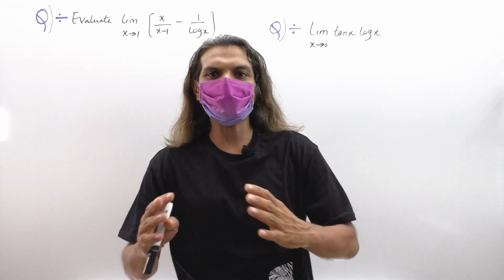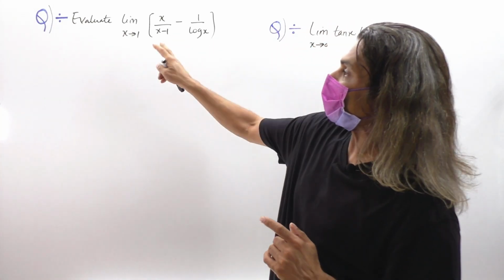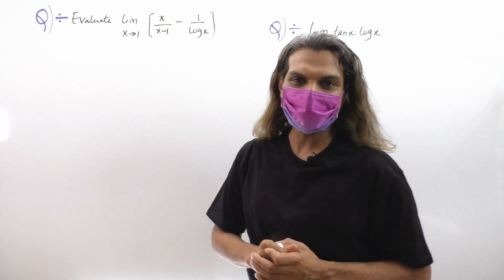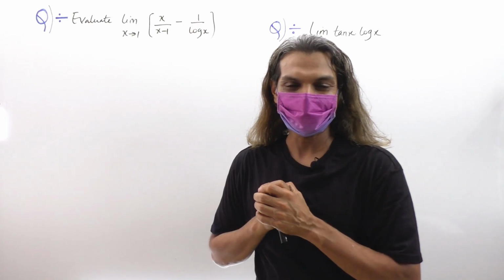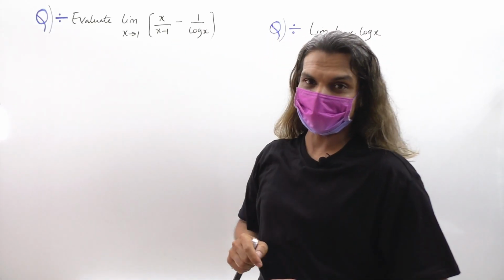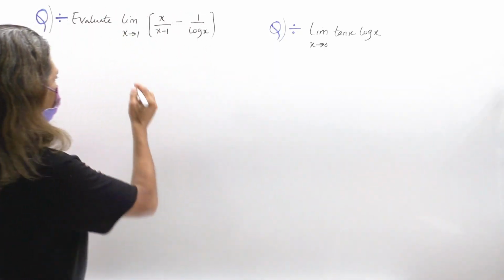Let us solve a couple more questions here. Evaluate limit as x tends to 1, x by x minus 1 minus 1 by log x. See what is the problem with this question. First condition is what? The question should be a fraction. This is not a fraction. So, let us make it a fraction here. So, let us take LCM.